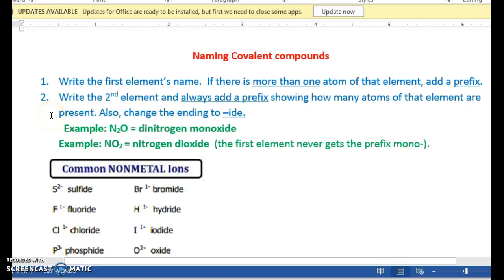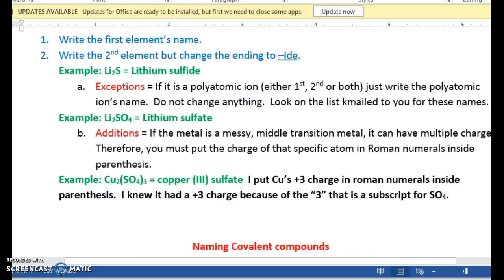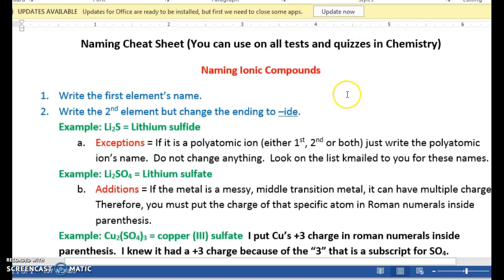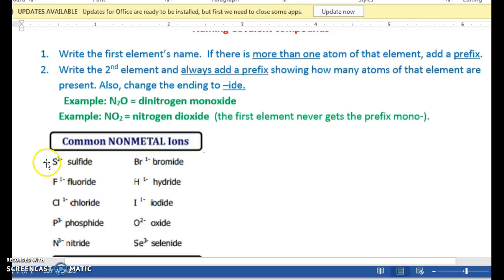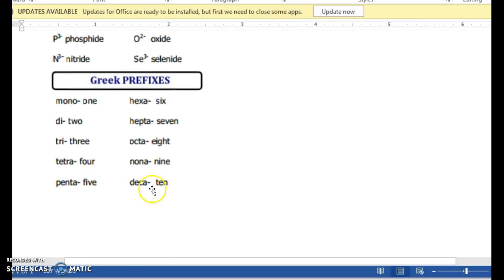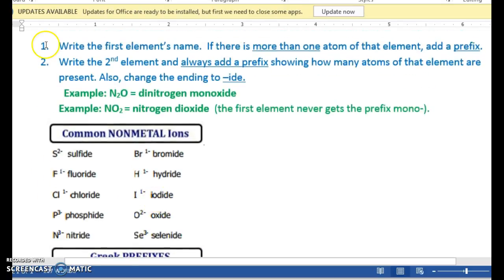If you haven't, go into your cheat sheets and download this. It has the rules for naming compounds. You can use this on all tests and quizzes. And it says, step 1, write the element's first name. If there's more than one atom of that element, add a prefix. The prefixes are listed down below. Step 2, write the second element and always add a prefix showing how many atoms of that element are present. Also change the ending to "-ide".